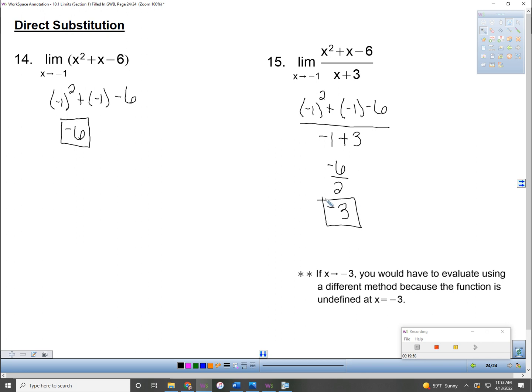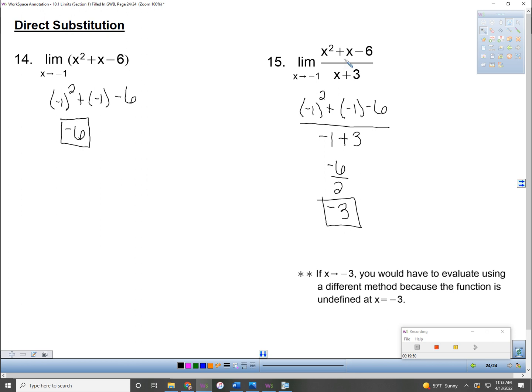All right, I did make a side note here that if x is approaching -3, we would have to evaluate using a different method because the function is undefined when x is -3, because that would give me a 0 in the denominator. So really, you can use a lot of different ways to figure out what your limit is. You can graph it. You can do direct substitution. And sometimes it's easier to do one or the other.